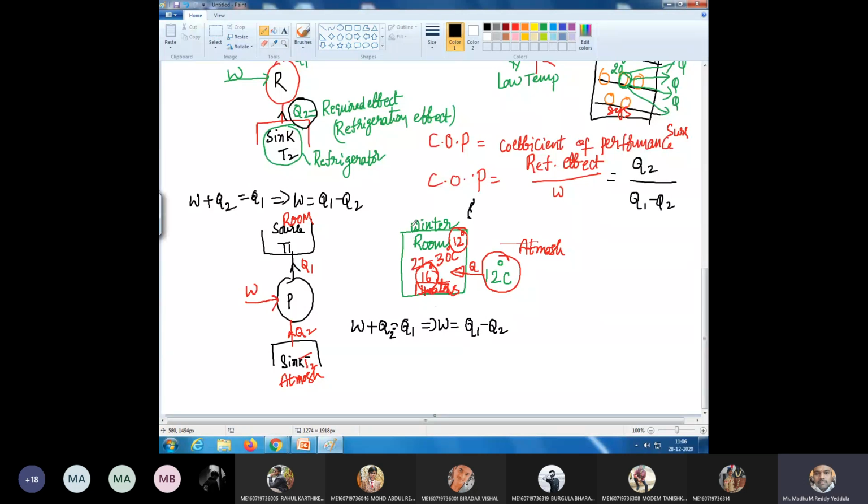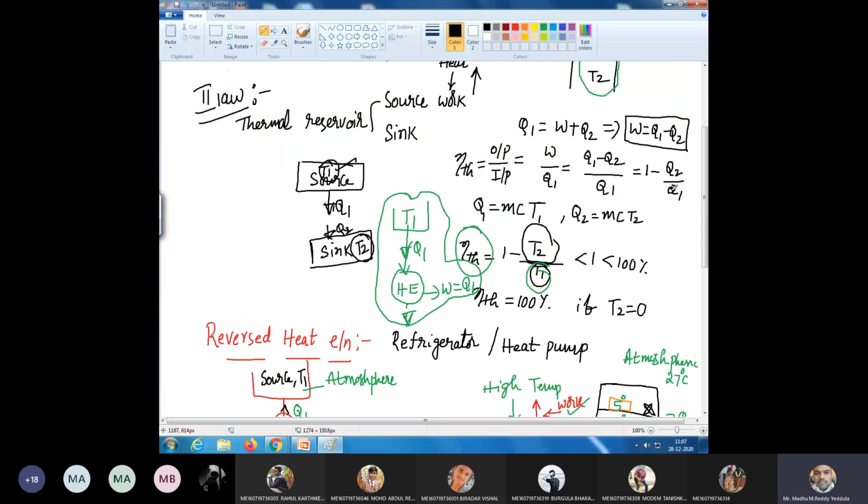Now, as I told, the efficiency of a heat pump or refrigerator is given by COP. COP is equal to what effect? What is the effect required here? Heating the room is my requirement, so Q1 is the required effect. Required effect divided by the work supplied. The required effect is Q1 and the work is Q1 minus Q2. This is the COP of the heat pump, and the earlier one is the COP of the refrigerator.